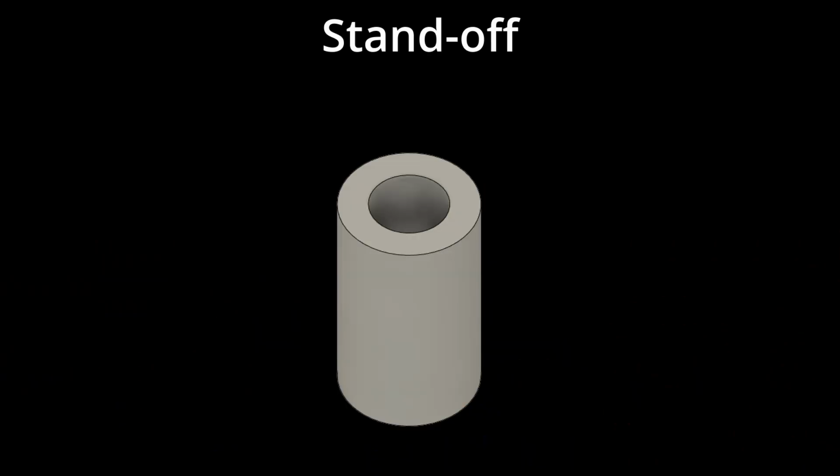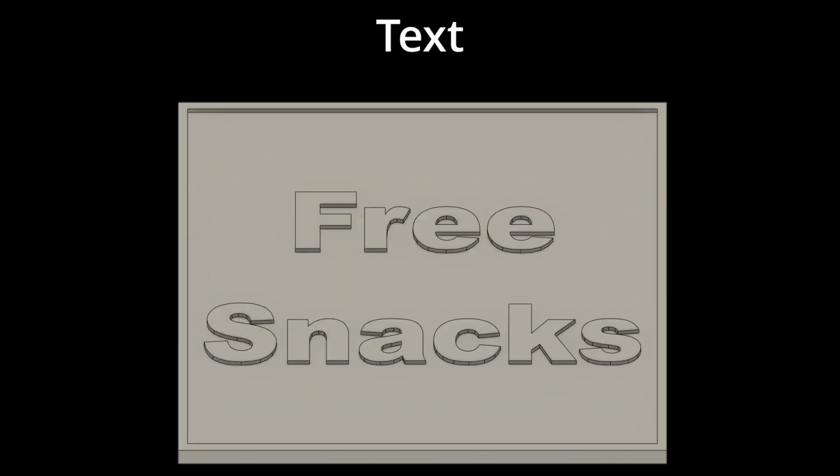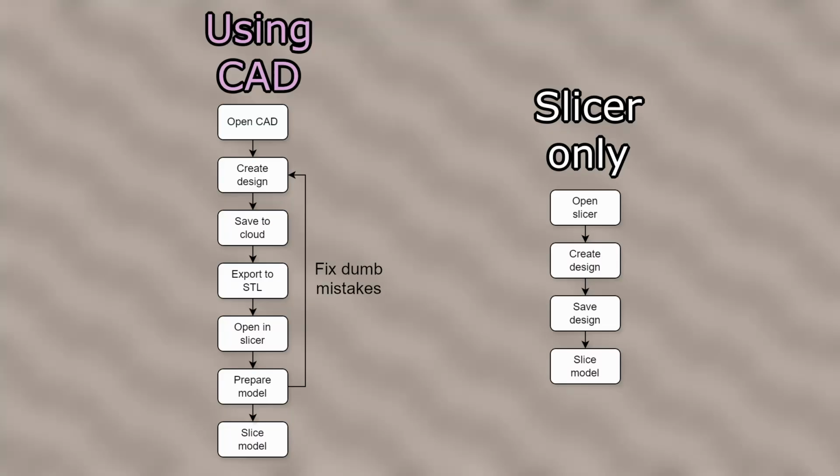Or maybe you're creating something very simple, like a standoff, a basic text sign, a minimal bracket, or a simple jig, and using CAD would require opening your CAD program, creating a design, saving it to the cloud, exporting to an STL file, opening it in your slicer, needing to go back to your CAD program to fix dumb mistakes, updating the design in your slicer, and only then actually slicing your model. For something that can be designed in only a few minutes, that sure is a lot of steps.